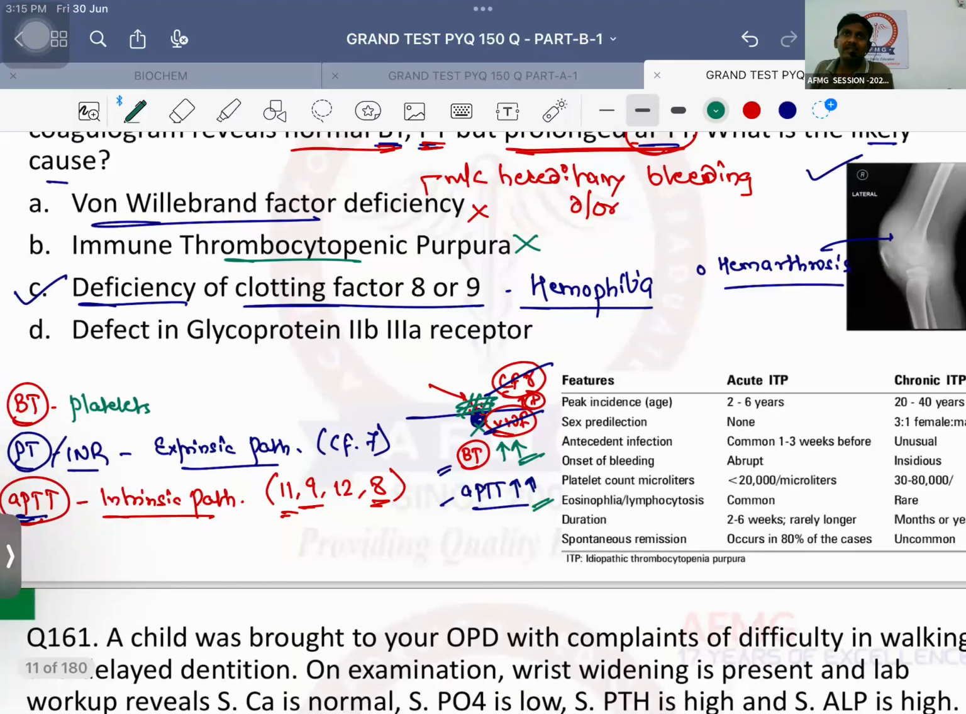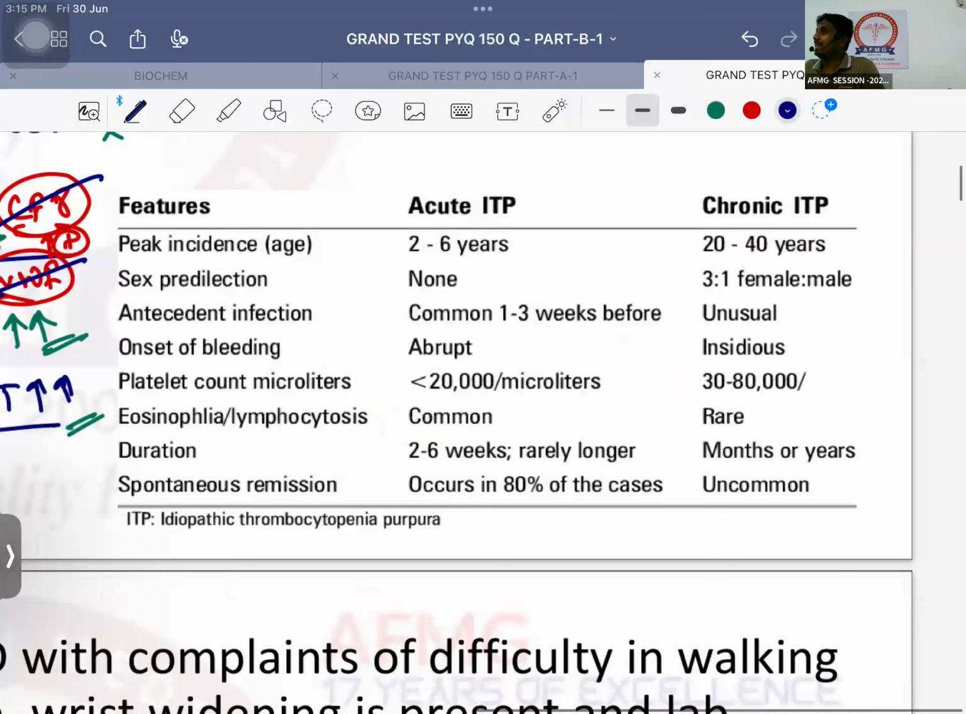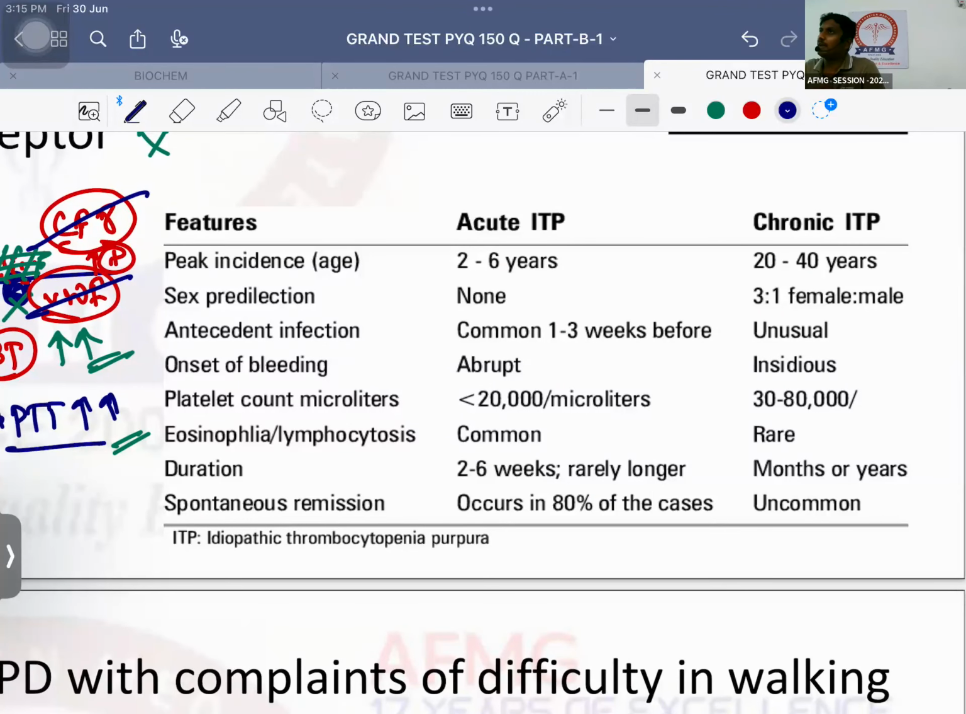Defect in glycoprotein 2B3A receptor. Defect in glycoprotein 2B3A receptor. Anybody? Bernard-Soulier syndrome. The platelets are not able to attach with the von Willebrand factor, and that's the reason why. Again, platelet aggregation does not happen, there is a defect in the platelet, so which time should be prolonged? BT. What is it here? BT is absolutely normal. That's the reason I can rule it out as well. That is why I say all bleeding disorder diagnoses are made from BT, PT and APTT. So please write it in front of you and stick it up, which factor defect prolongs which time.